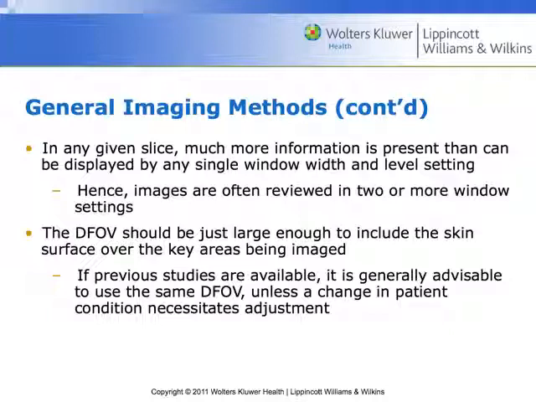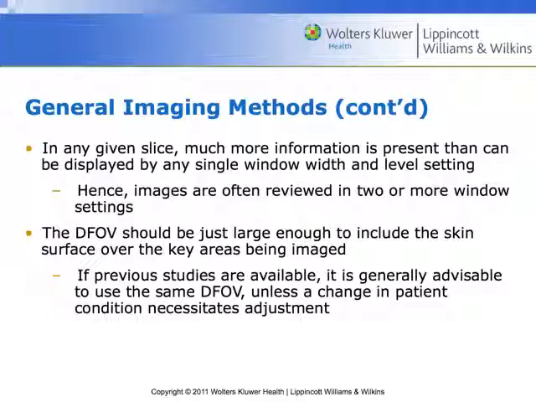With any given slice of abdominal CT, there's more information that can be displayed in a single window width and level setting. So typically images are often reviewed in 2 or more window settings. A lot of times we send the images to the physician with 2 separate preset window levels, like a soft tissue and something that shows kind of bony anatomy a little bit more clearly.